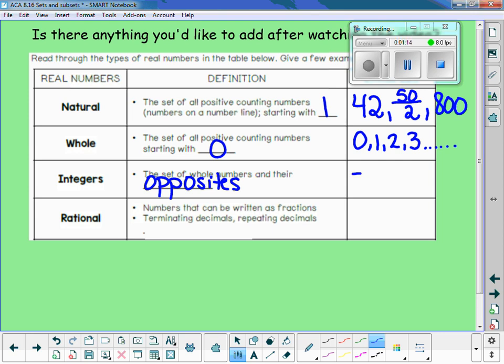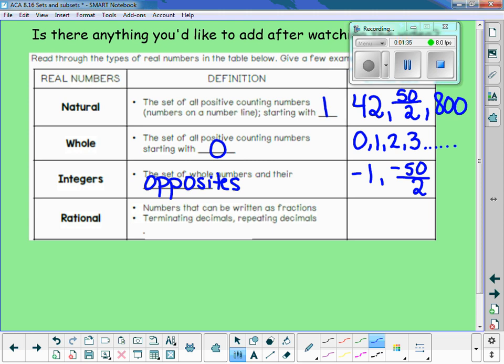Integers could be, for example, -1 and -50 over 2. -50 over 2 is equivalent to -25, so that would be an integer. Rational numbers are numbers that can be written as fractions, terminating decimals, or repeating decimals.